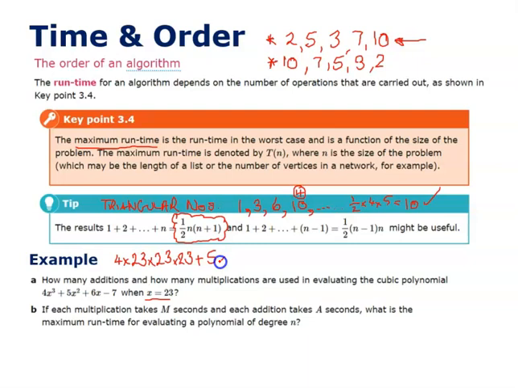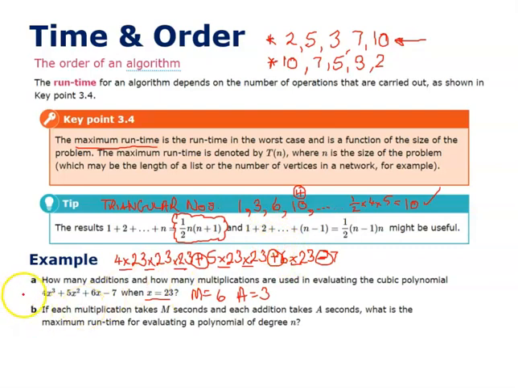Plus 5 times x squared, so 23 squared, 23 times 23. Plus 6 times 23. Although this says minus 7, we treat that like another addition, almost like you added on a negative number. So how many multiplications have I got? I've got 1, 2, 3, 4, 5, 6. And how many additions have I got? Well, I've got 1, 2, 3. So additions was 3.